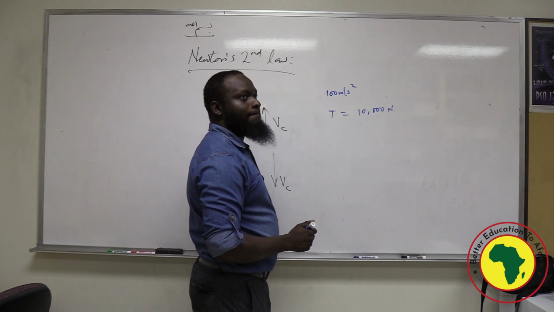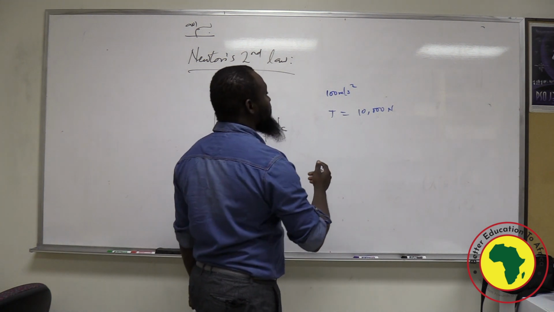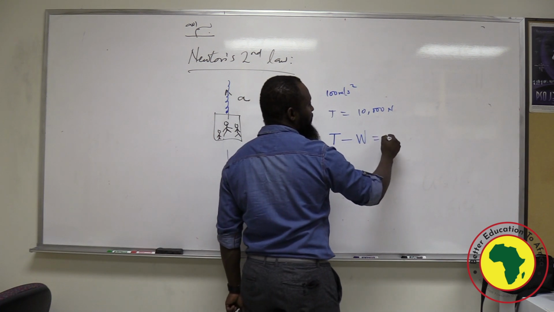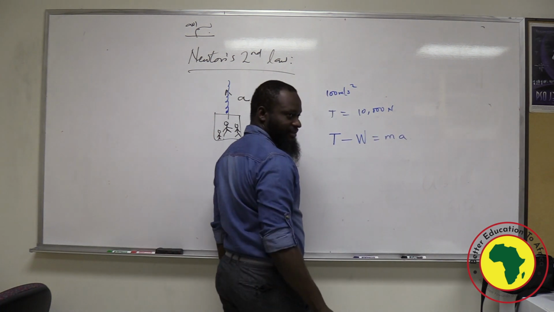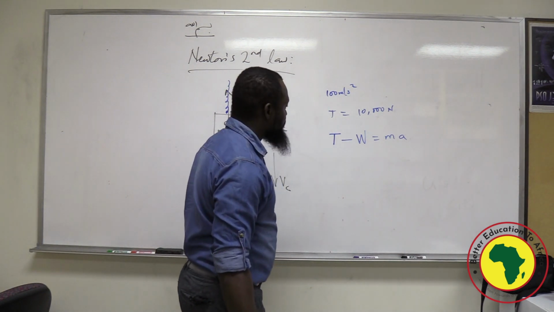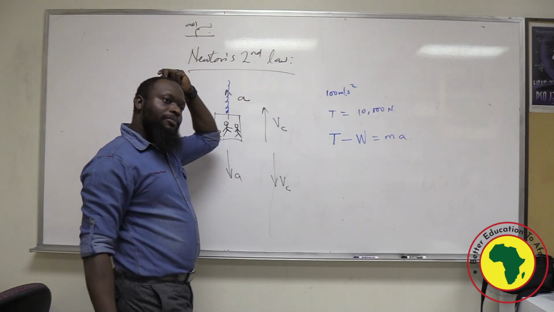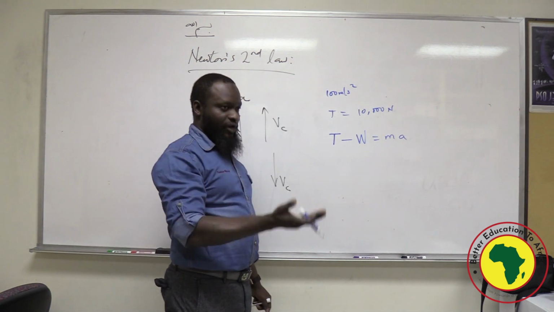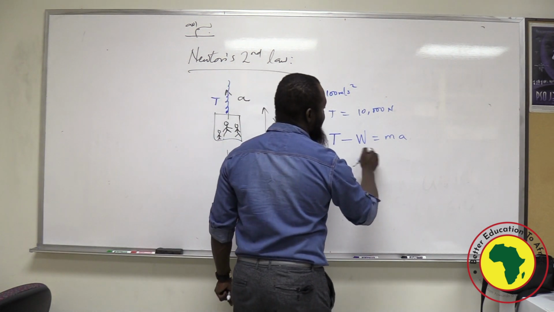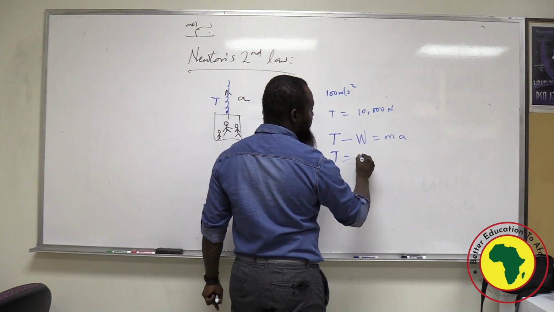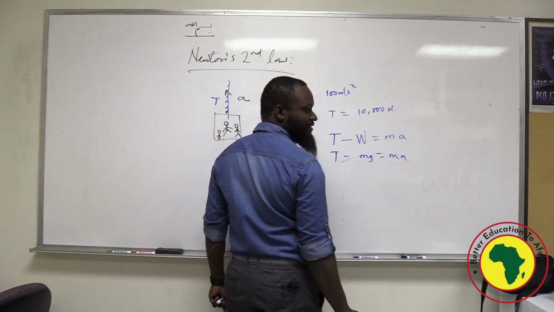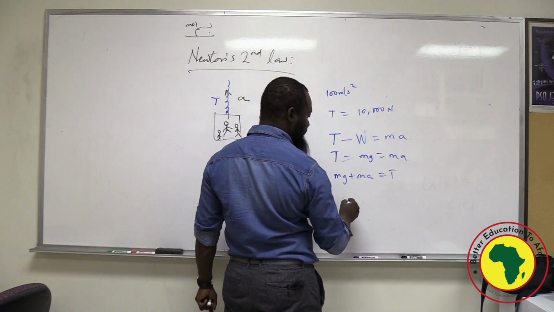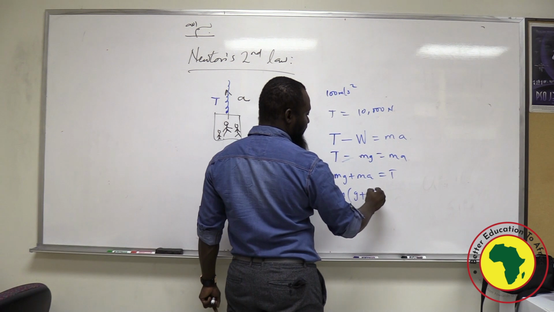So one way to get that is you say T, since it's going up, T is bigger than the weight, T minus weight equals MA. Is that okay? Why is T greater than the weight? Because it's accelerating up. So the tension is going up. It's moving up, accelerating. So T minus the weight equals MA. And weight is mg, so T minus mg equals ma. Is that okay? So I can get mg plus ma equals T. So m into g plus a is T.